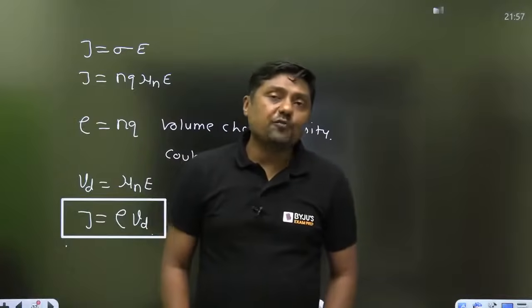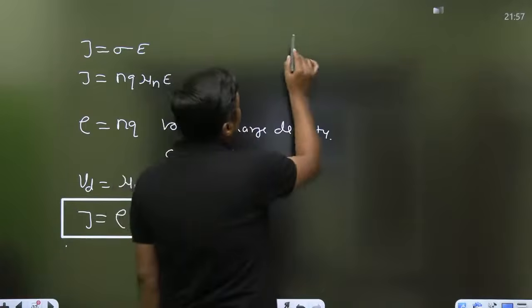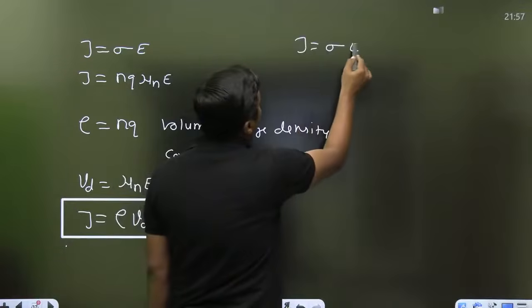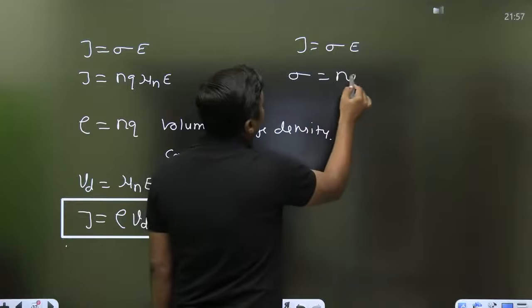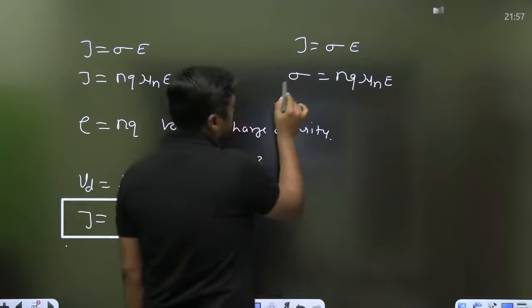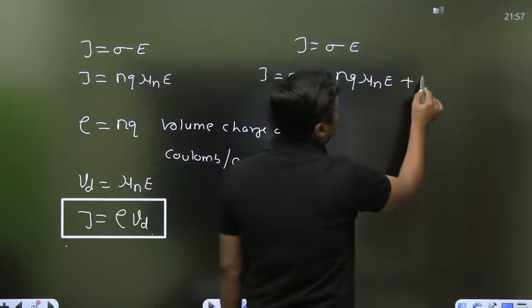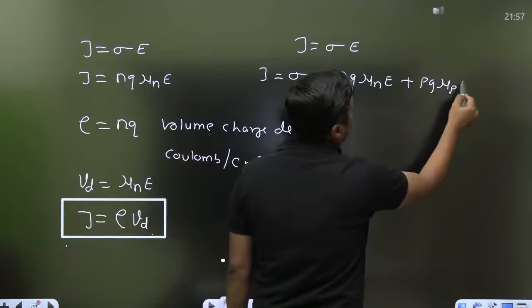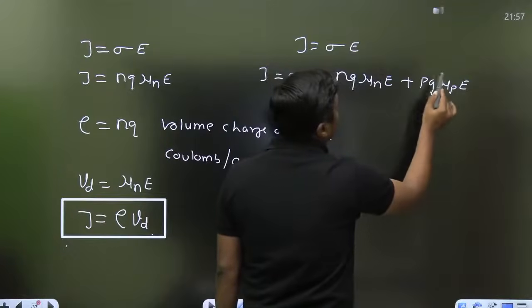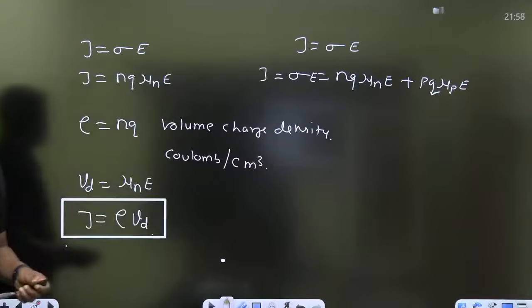But in case of semiconductor, we have electron as well as holes. Then simply you can represent, already I have given J is equal to sigma E. And what is the sigma? NQ mu n into E, that is the J, plus PQ mu P into E. That is for semiconductor. Okay.